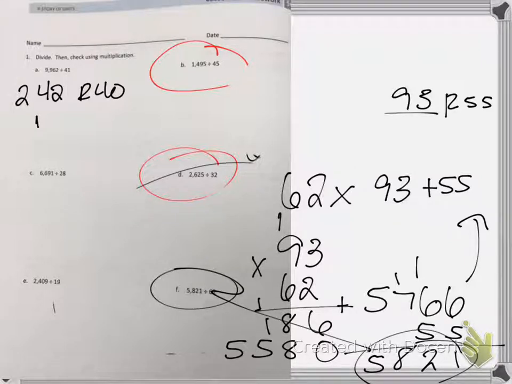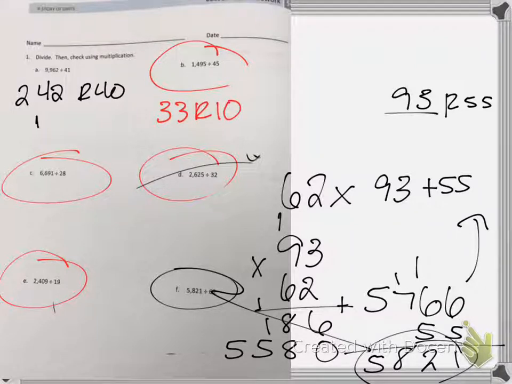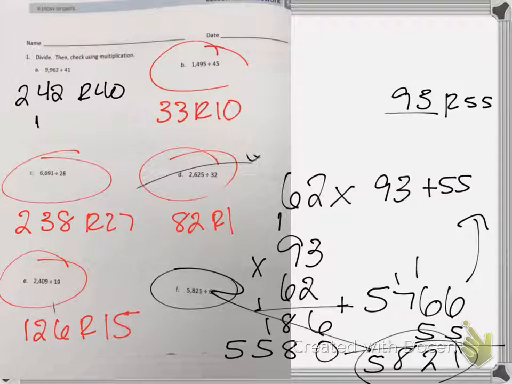So again, just need the students to try B, C, D, and E. So I'm going to write those answers down real quick. So B, we have an answer of 33, remainder 10. C, we have an answer of 238, remainder 27. And D, we have an answer of 82, remainder 1. And then E, we have an answer of 126, remainder 15.